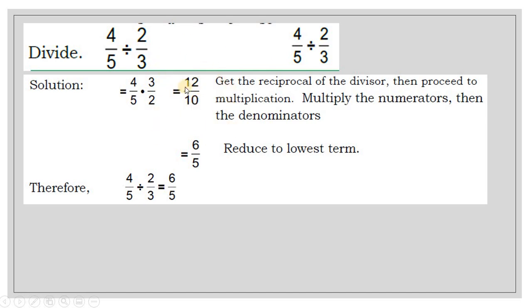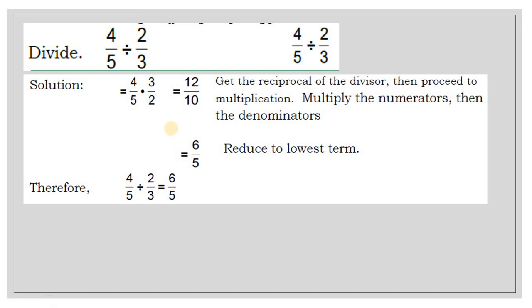What is the greatest common factor of 12 and 10? That is 2. So, let's divide 12 and 10 by 2. And we will have 6 over 5. So, the final answer here is 6/5 or 6 over 5.